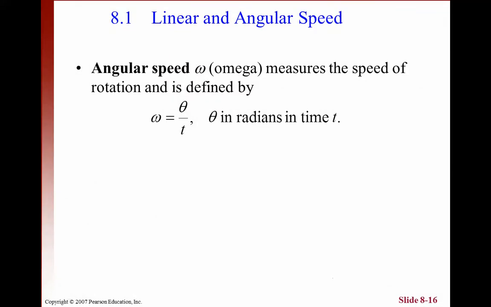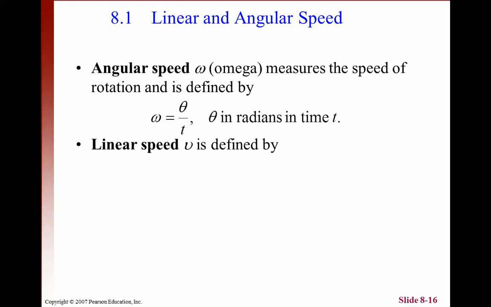Angular speed. Okay, we use the Greek letter omega for that. Looks kind of like a weird W. It measures the speed of rotation and is defined by how many radians we go through divided by time. Time can be any unit, but usually seconds.